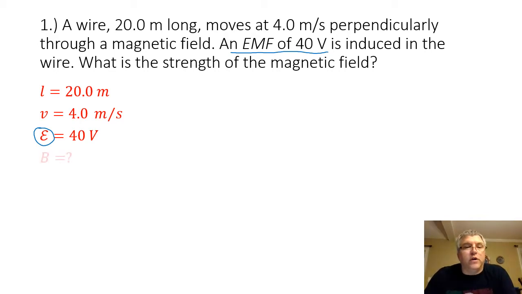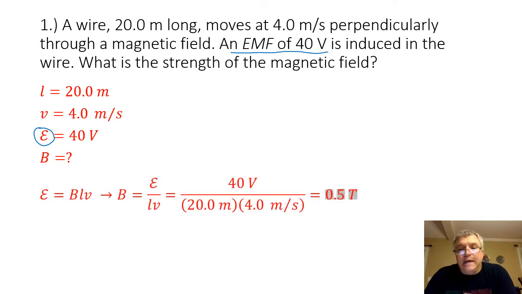And lastly, we are looking for the strength of the magnetic field. So if I want to find the magnetic field and I'm given the EMF, the velocity, and the length of the wire, I'm going to use E equals BLV. I want to solve that for the magnetic field, B, so I'm going to end up with B is equal to E divided by L times V. I plug in my known variables, and I should get a magnetic field of 0.5 Tesla.